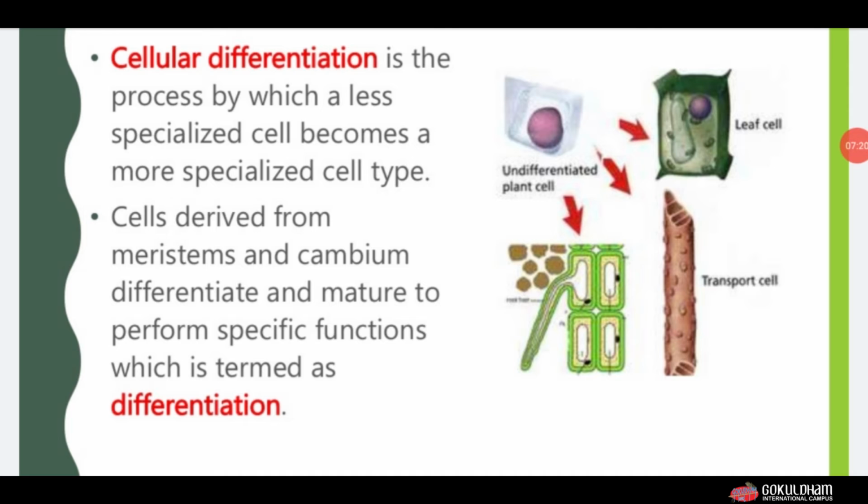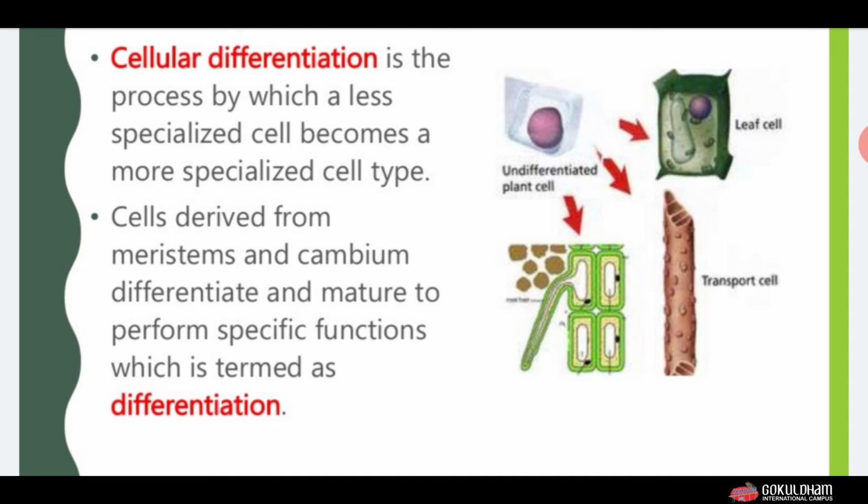In simple terms, we can say that differentiation is the process in which a less specialized cell is converted into a more specialized cell. For example, a meristematic cell is converted into parenchyma, xylem, phloem, etc. It shows that a meristematic cell is converted into permanent tissue, a permanent type of tissue or cell. For example, parenchyma cells, sclerenchyma cells, and other cells.